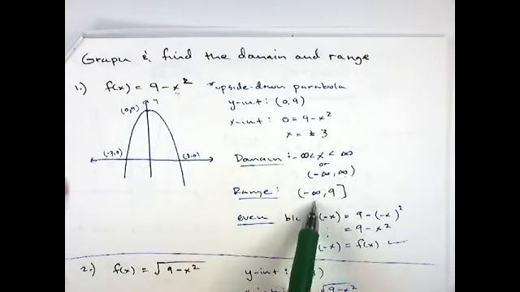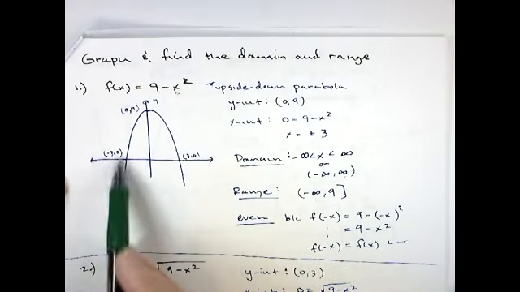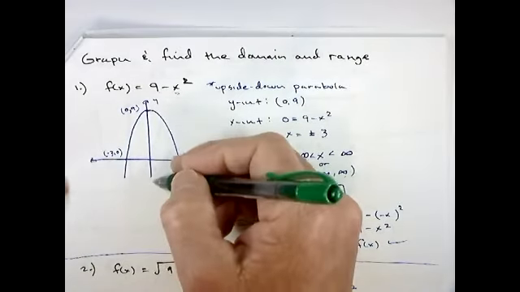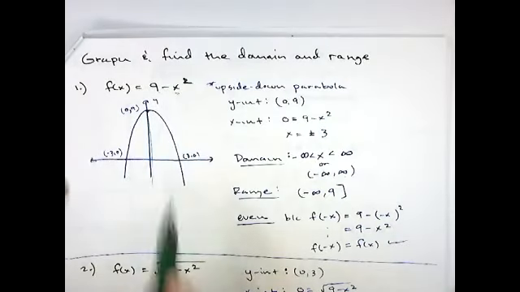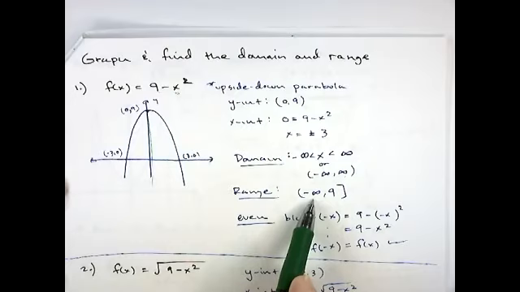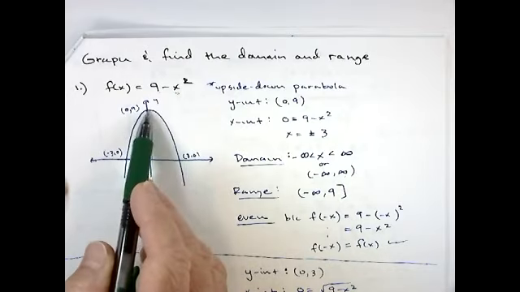For the range, if you smash this function into the y-axis, you're going to see stuff all the way along the y-axis up until you get to 9. So your range would go from negative infinity to 9, including 9. You would have something there.